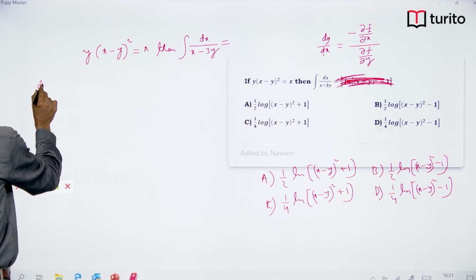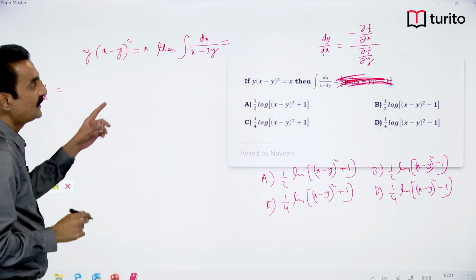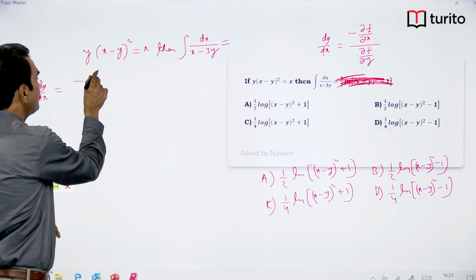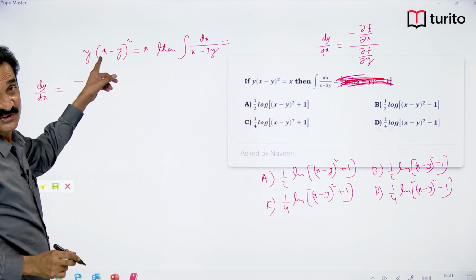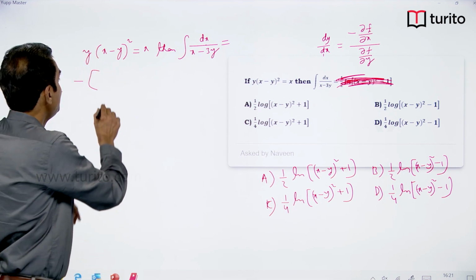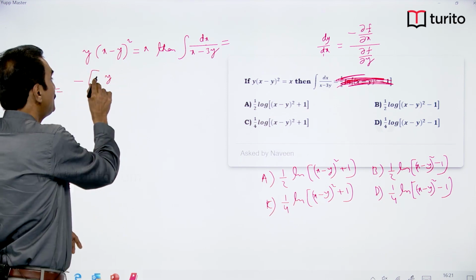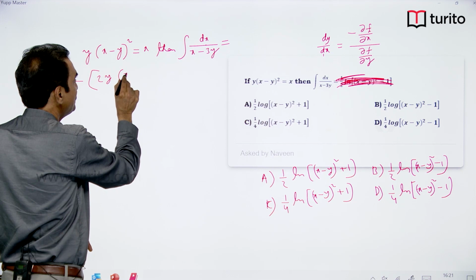Now, dy by dx is equal to minus of partial derivative with respect to x. So, y is constant. So, y into derivative of x minus y whole square is 2 into x minus y.